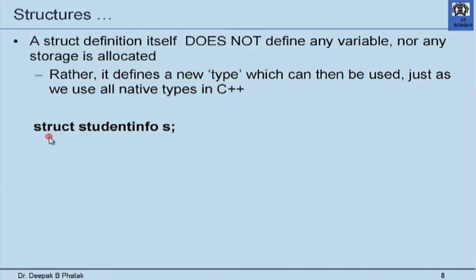We say struct student info s. This is very similar to our saying float x or int y. When we say float x, it means x is a variable which is of the type float. When we say struct student info s, it means s is a variable of the type struct student info. That means s immediately represents an entity, a variable, which has 4 components: the roll number, the name, the batch number, and marks. How do we deal with individual components of s?